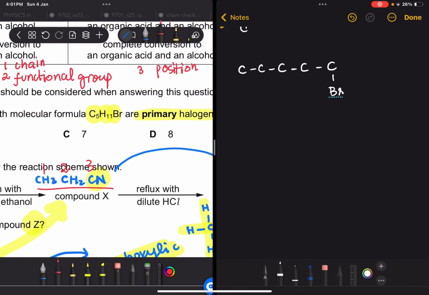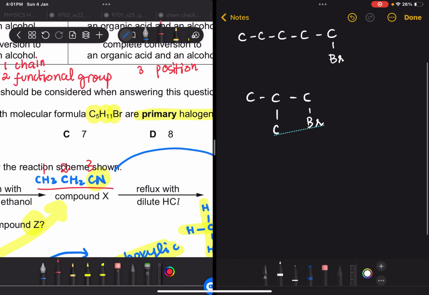So now that one is done. Now I try to add a chain to it: 1, 2, 3. Over here, a chain and then a Br. Now I'm done with my second. Now I'm going to continue with what I'm doing. I add one more chain: 1, 2, 3, 1, 2, 3, 4.